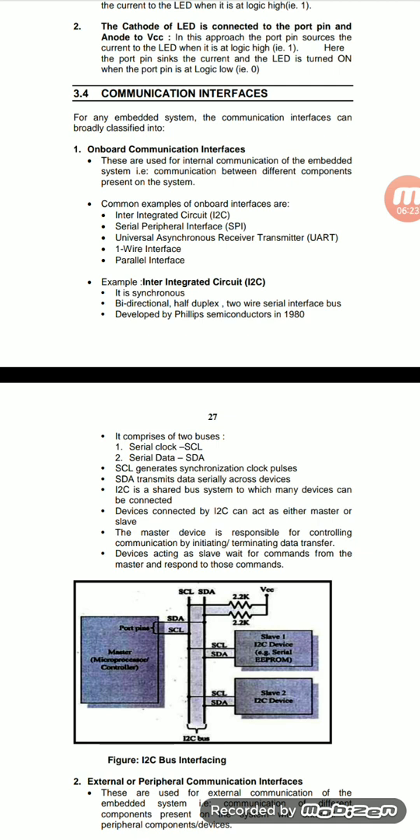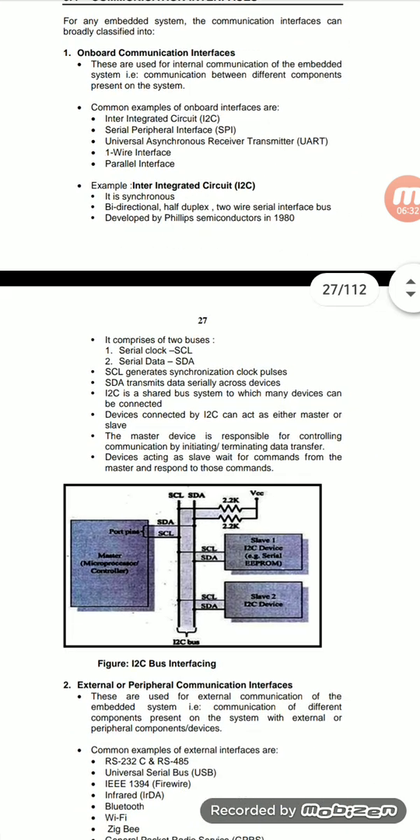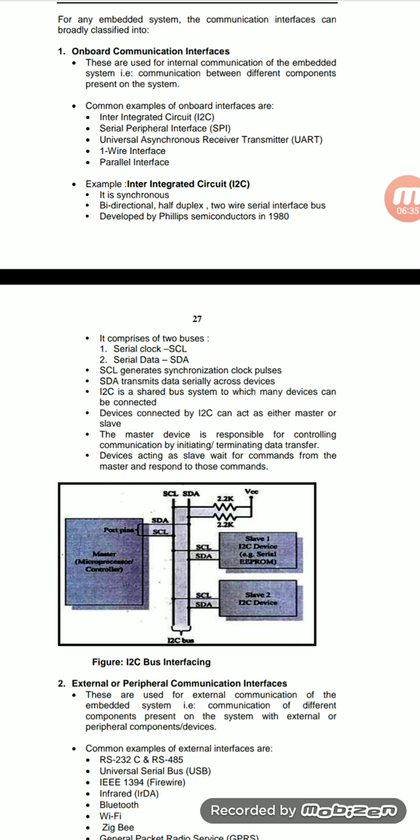Example: Inter-Integrated Circuit is a synchronous, bidirectional, half duplex, two-wire serial interface developed by Philips Semiconductors in the 1980s. For bidirectional data communication, there are mainly two types, simplex and duplex. Duplex again has two types, half duplex and full duplex. Full duplex is the advanced communication.